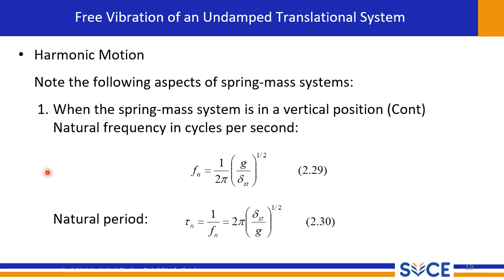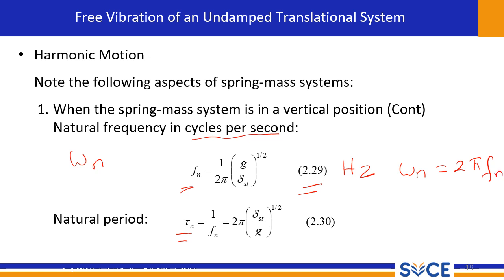In the previous slide, we discussed circular natural frequency omega n. Now let's introduce two related concepts: natural frequency in cycles per second, that is Fn, and the natural period T. When the spring mass system is in vertical position, it defines the natural frequency, which is measured in cycles per second, that is Hertz. It is related to circular natural frequency by a simple equation: omega n equal to 2 pi Fn.